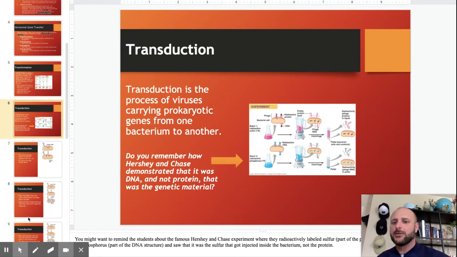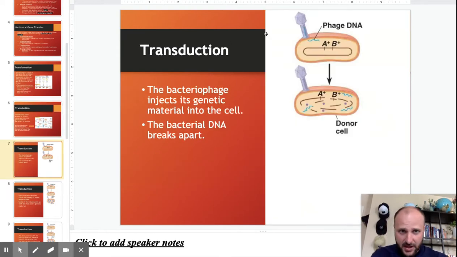This is the process where viruses can carry prokaryotic genes from one bacterium to another. This picture over here shows how Hershey and Chase showed that DNA was actually the genetic material, not proteins. So let's look at transduction. This is a virus, and when you're dealing with bacteria, it's called a phage. It'll carry its DNA and put it into a bacterium. Then the bacterial processes will make new copies of the DNA. The bacterial DNA gets broken apart and it begins to make new virus DNA.